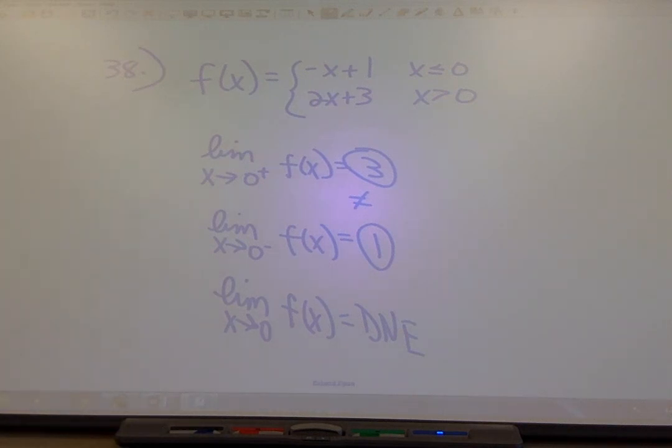That's not bad, is it? If you didn't trust it, you could do that piecewise graph on your calculator, and you would see that from the right it goes up to 3, and from the left it goes to 1. They're not the same. Okay?